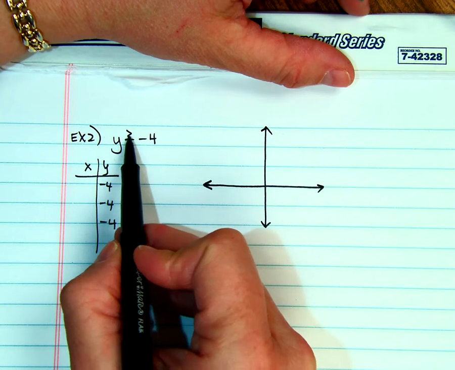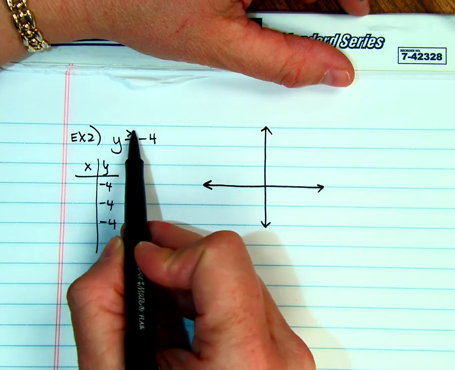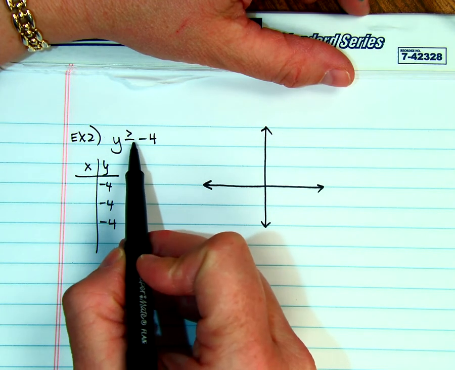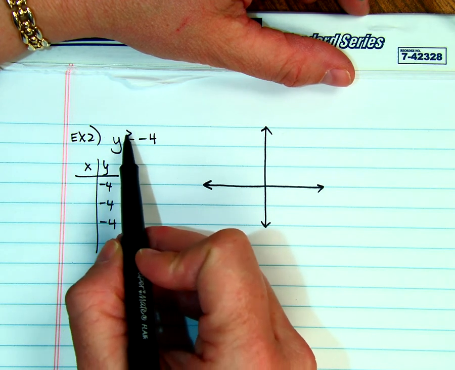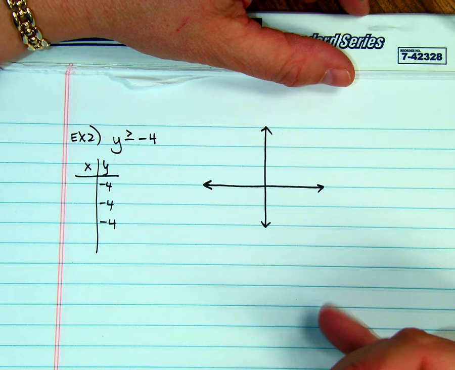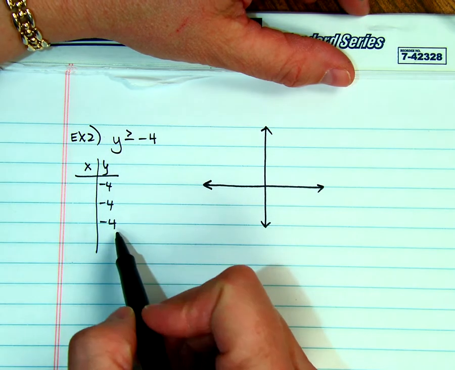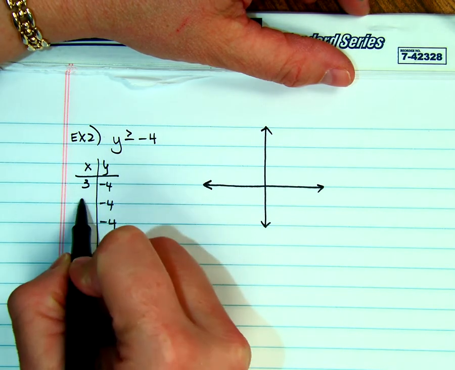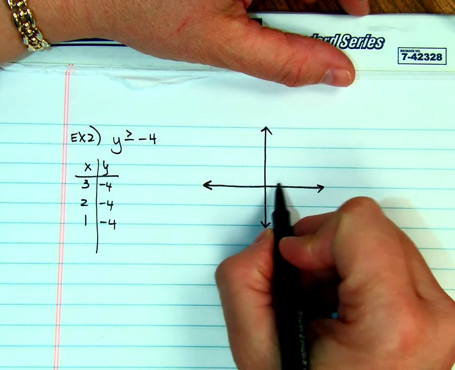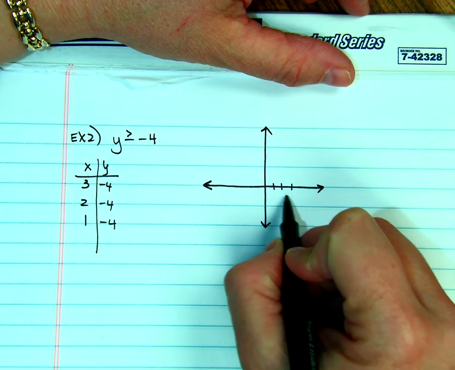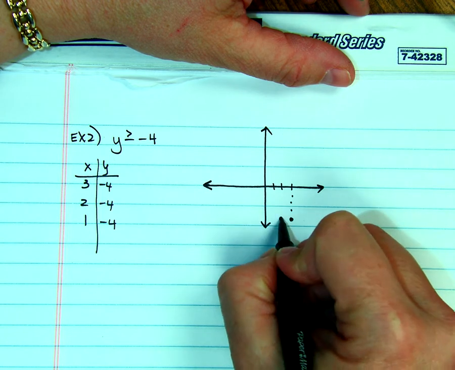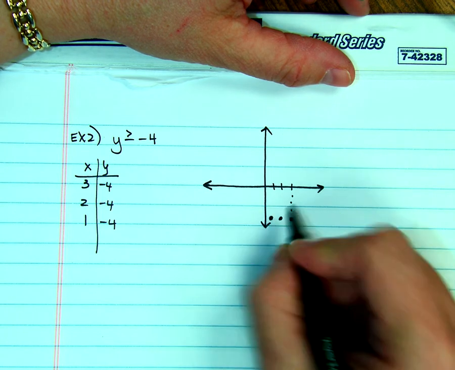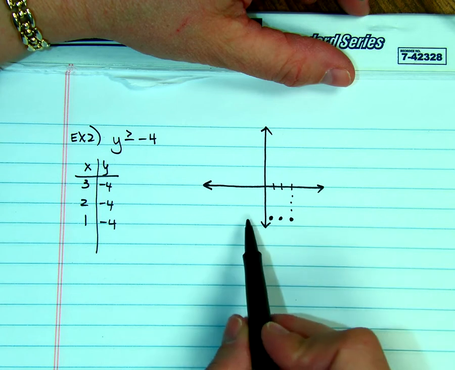We're not worried so much about this sign yet. If you need to think about it as an equal sign, then do that. But this is what your greater than or equal to is going to come out in your dotted or your solid line. All my y's have to be negative 4, so I can make my x's anything I want. So 3, negative 4; 2, negative 4; and 1, negative 4. So my line is going to be going this direction.